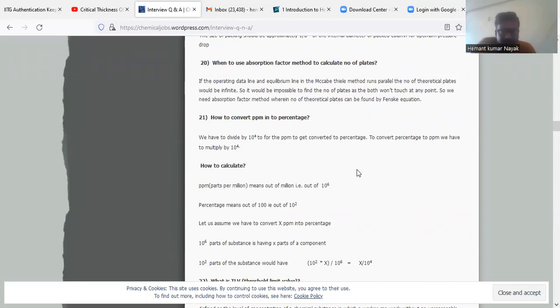How to convert ppm to percentage? We have to divide the ppm by 10 to the power 4 to convert it to percentage. To convert percentage to ppm, we have to multiply by 10 to the power 4.